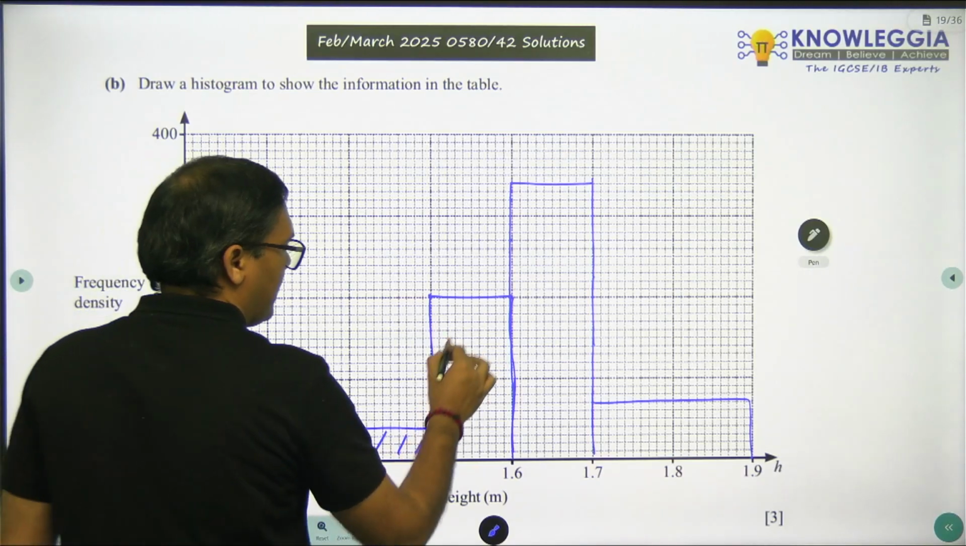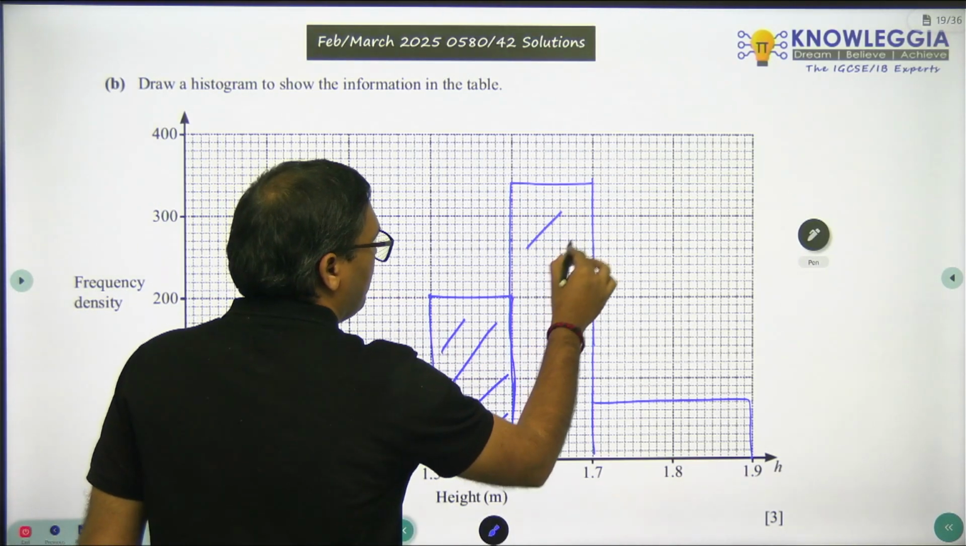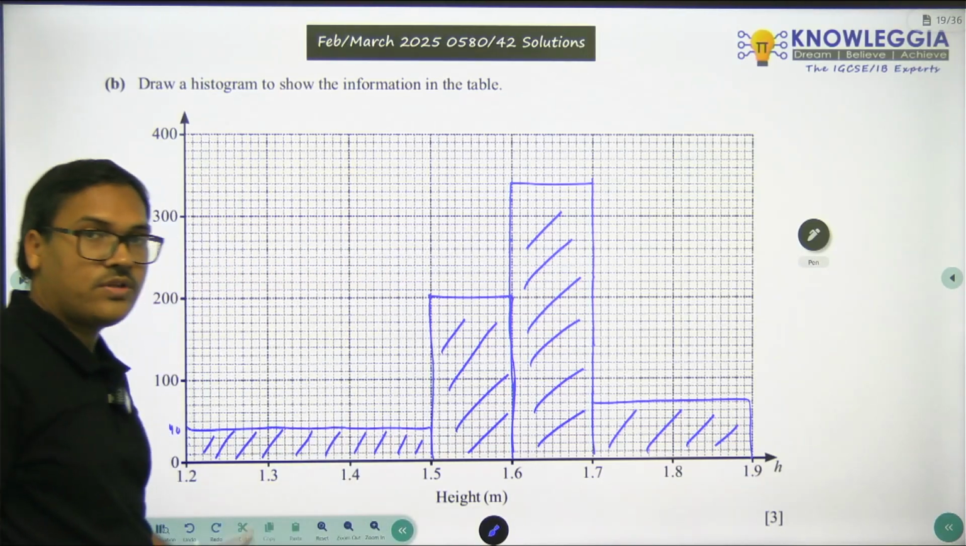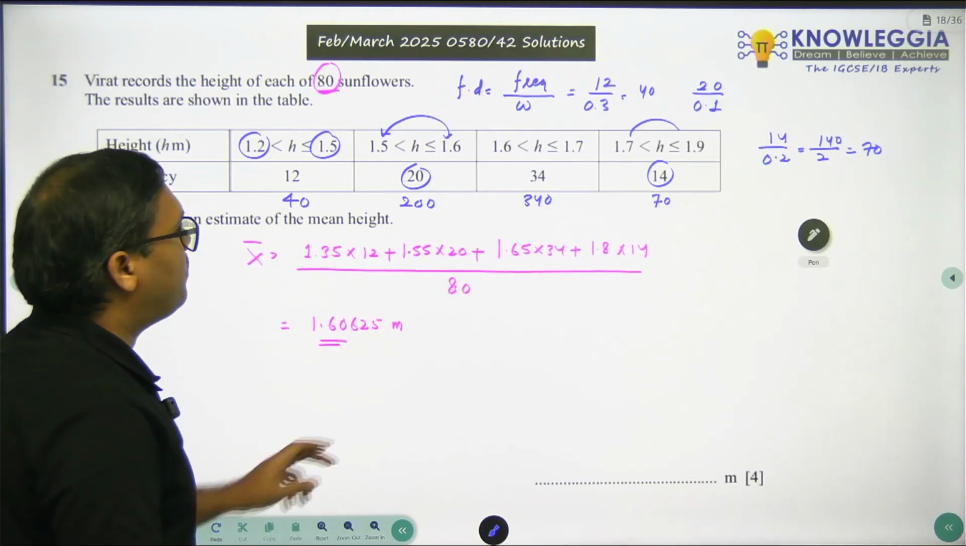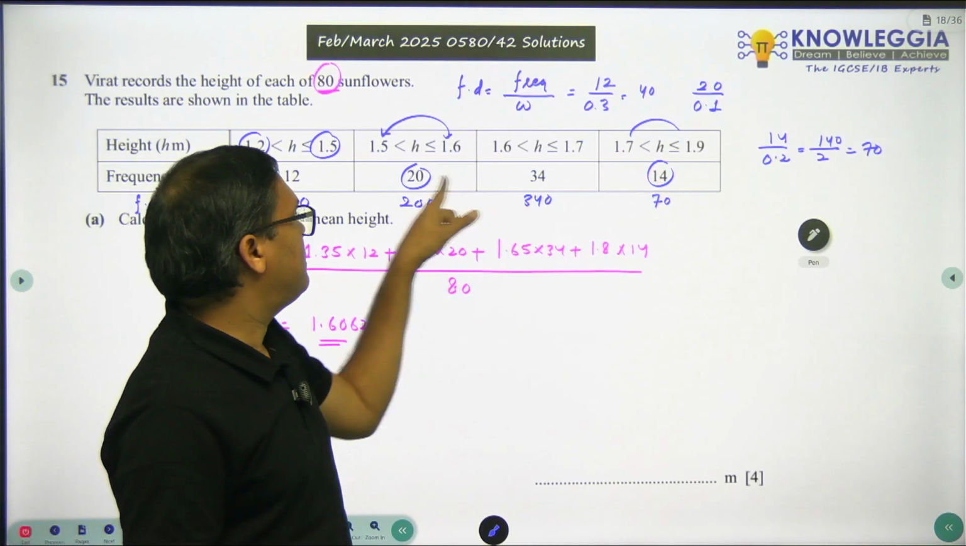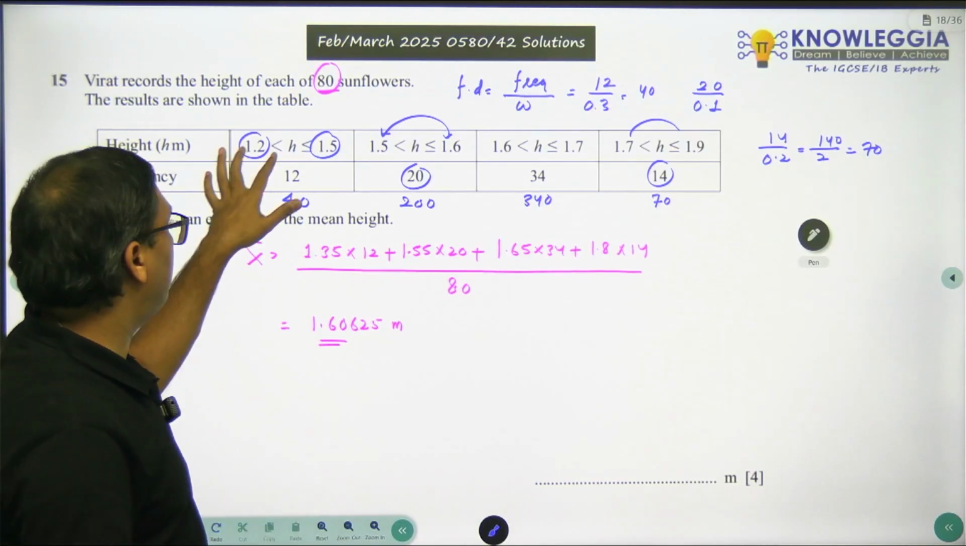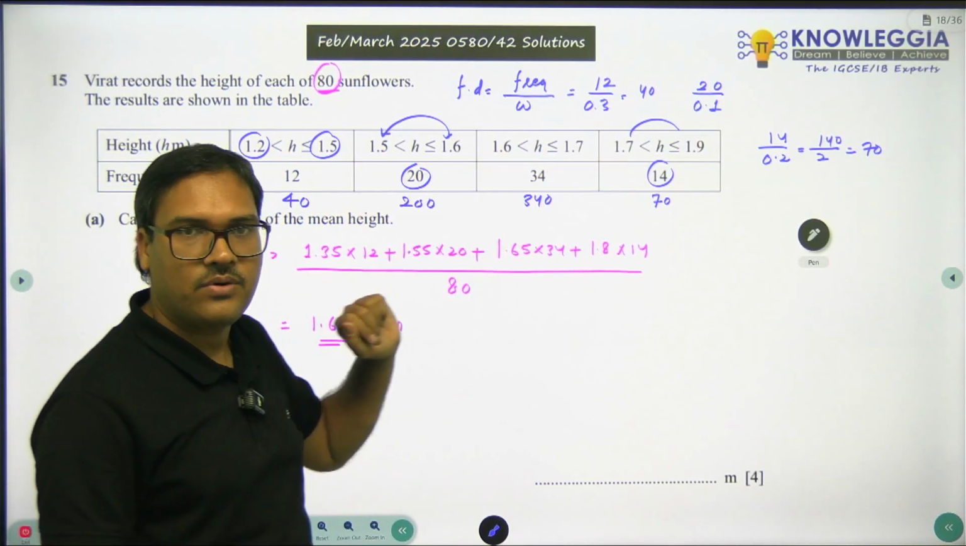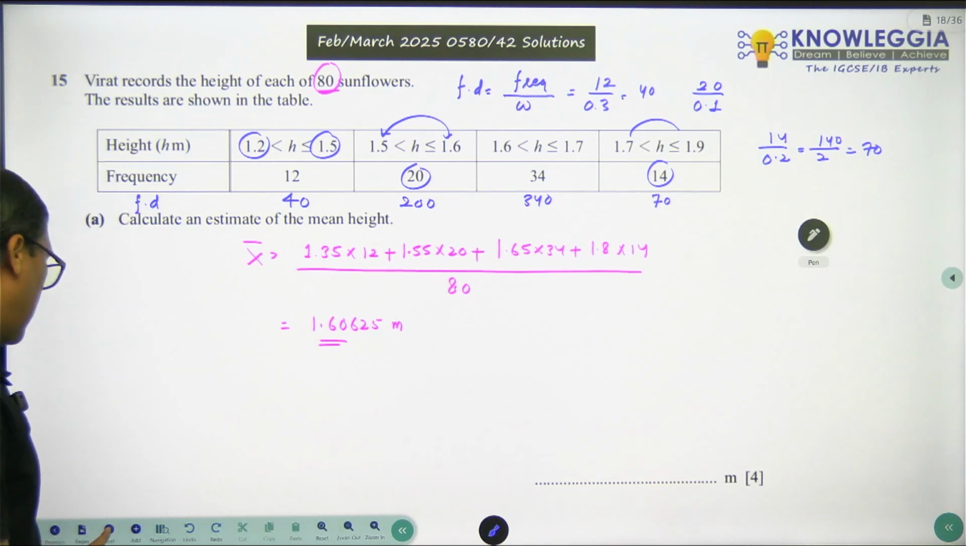Always remember, when the class widths are not the same, we always plot the frequency density, and frequency density is equal to the frequency divided by the class width. Class width is 0.2 here, 0.1 here, 0.1 here, 0.2 here. Okay? So this is how you draw the histogram in this case.